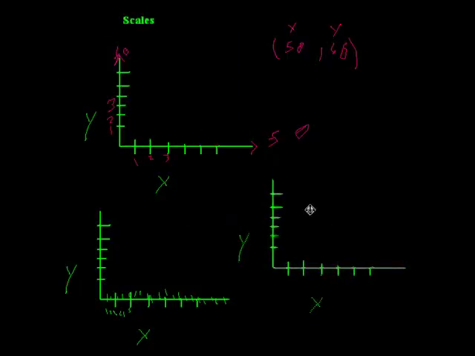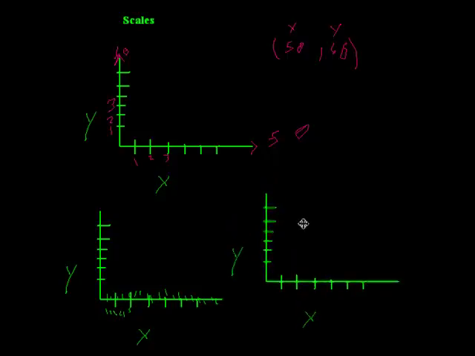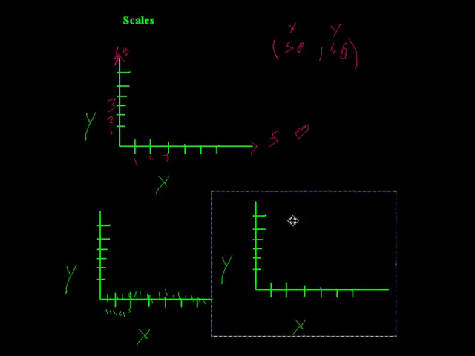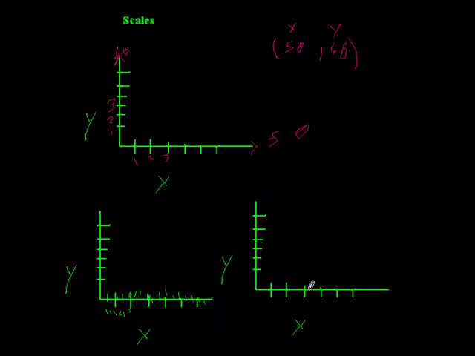So let's make a third scenario here. So we have our x and our y axis. But this time we're going to change the scale on the x and y axis. Instead of counting by ones, we're going to let the graph look the same, not waste too much paper, not make the graph too small. By changing the scale, we're going to count by tens.